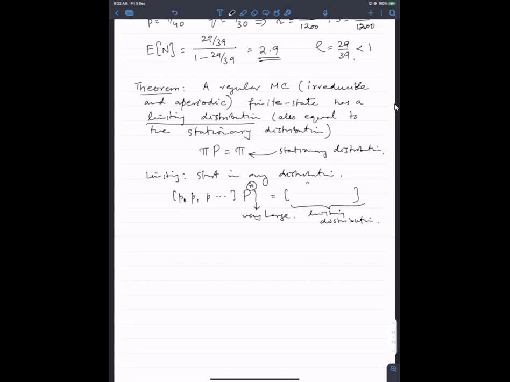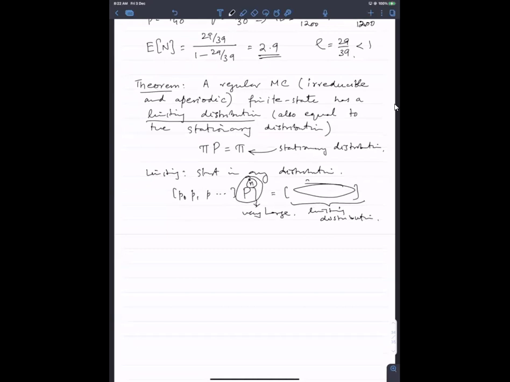Limiting distribution. At that time, when you have P power n for very, very large n, all the rows of P will be exactly the same. And each of those rows is actually telling you this limiting distribution. So the theorem is that every irreducible and aperiodic, which means a regular, finite state Markov chain, has a limiting distribution that is also stationary.